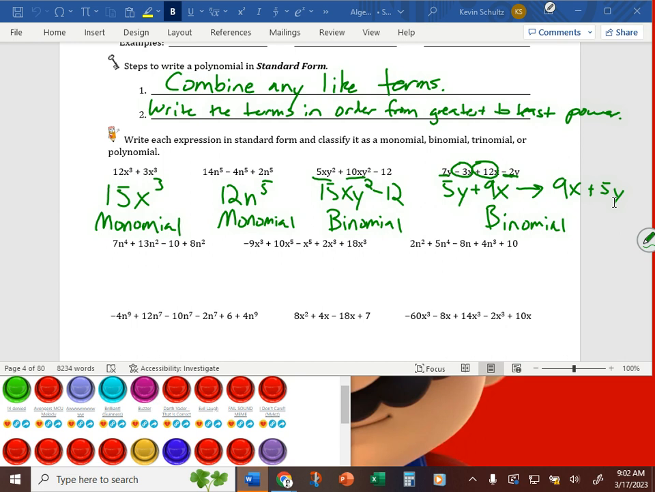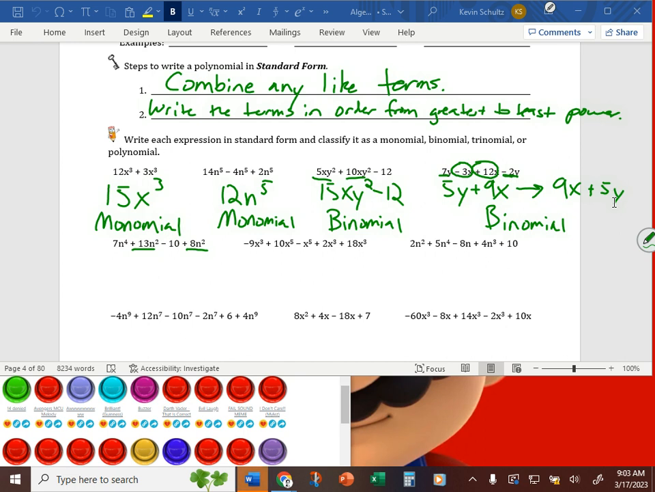The next one. Any like terms we can combine? 7n to the 4th plus 13n squared minus 10 plus 8n squared. Anything we got? Tristan? Positive 13n squared and positive 8n squared. What does that combine to be? 21n squared. Now we've got multiple terms here, so we have to make sure we put them in order.